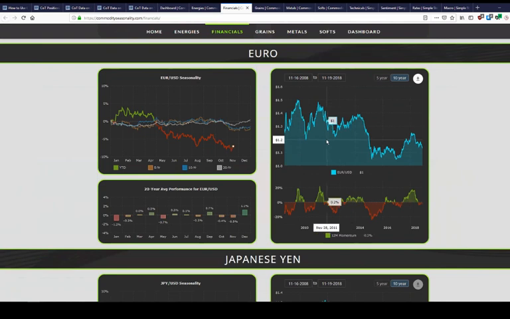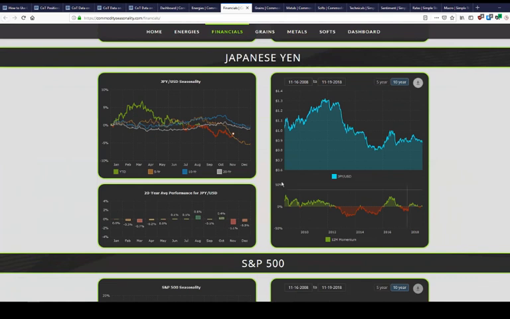As you can see, when momentum went negative here, those were historically very bad times to put on long euro exposure. Yen seasonality, November's actually been the worst month of the year over the past 20 years. Not really happening this month.